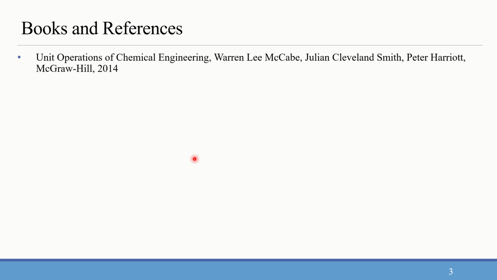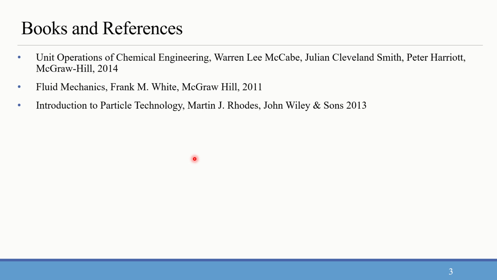We have McCabe and Smith, Unit Operations of Chemical Engineering. I am sure many of you are aware of this book, as most chemical engineers rely on it for fluid mechanics, and also for some part of heat and mass transfer. But mostly we will use it for fluid mechanics, apart from Frank M. White's Fluid Mechanics. And finally, we have Introduction to Particle Technology, for when we are dealing with particle phenomena and particle mechanics.